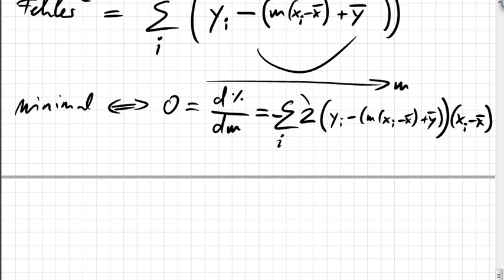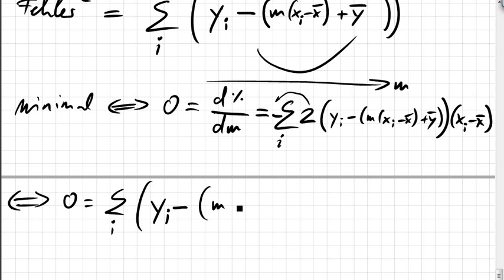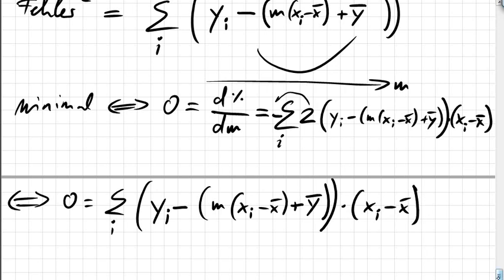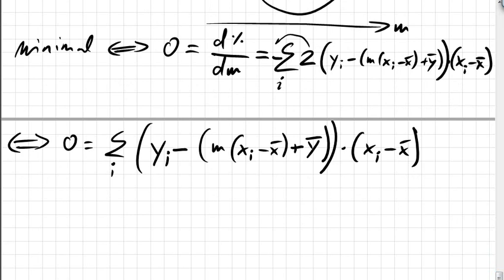Let's pull the 2 out of the sum. So we know 0 equals the sum yi minus m times how far the ith x is away from the average, times how distant the ith x is from the average. This was simpler with the computation of the intercept before.